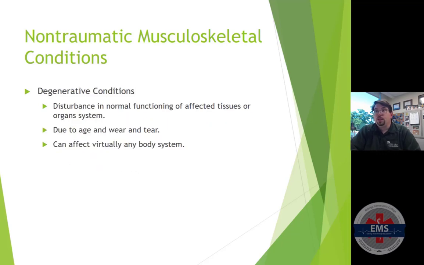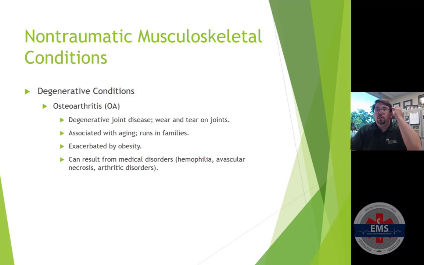Other degenerative conditions: we know that regular disturbances that can occur are going to have an impact on normal function, right? How well that tissue or organ will function. Now that deterioration or disturbance can be based on age or wear and tear. And again, you have to remember that these degenerative conditions can really affect any body system. It's part of the aging process, as we talked about in our geriatric lesson.